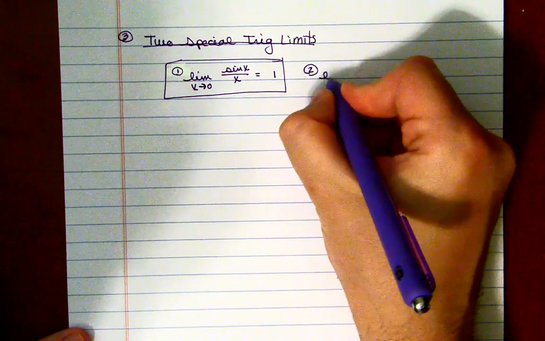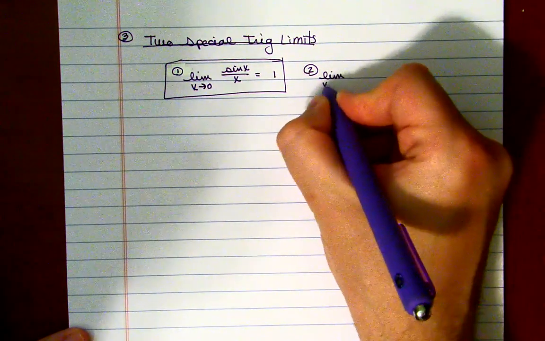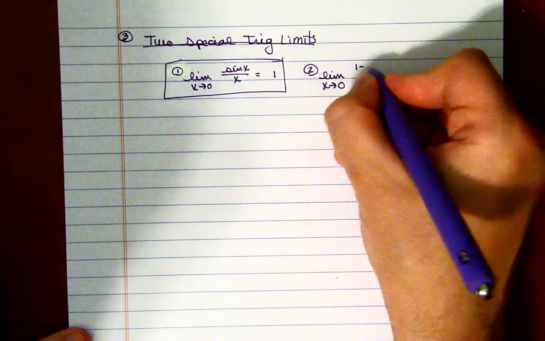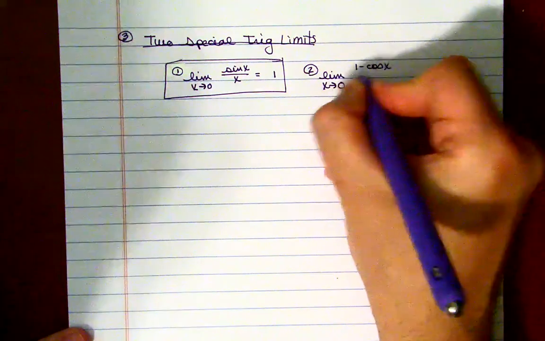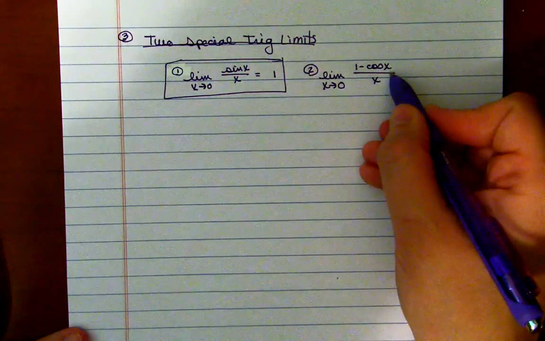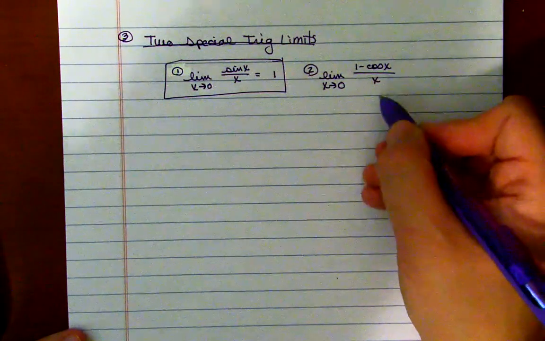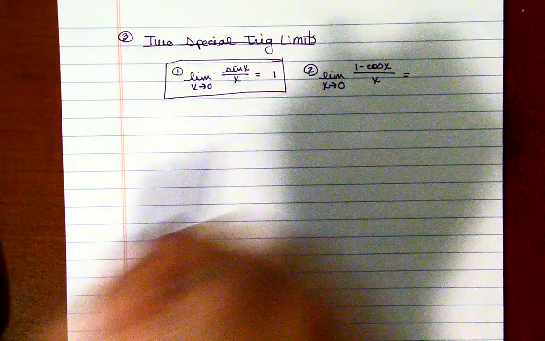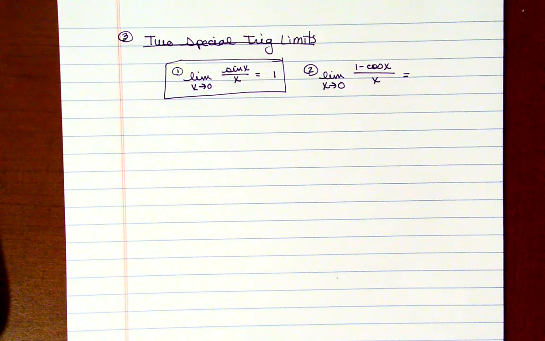Second one, and again, I'd like you to go to your calculator or Desmos and see if you can figure this one out. Limit as x approaches 0 of 1 minus the cosine of x over x. And again, if I do plug in first, cosine of 0 is 1, so 1 minus 1, 0 on the top, 0 on the bottom. Go to your calculator, graph this function, and see what it seems to approach as x approaches 0.